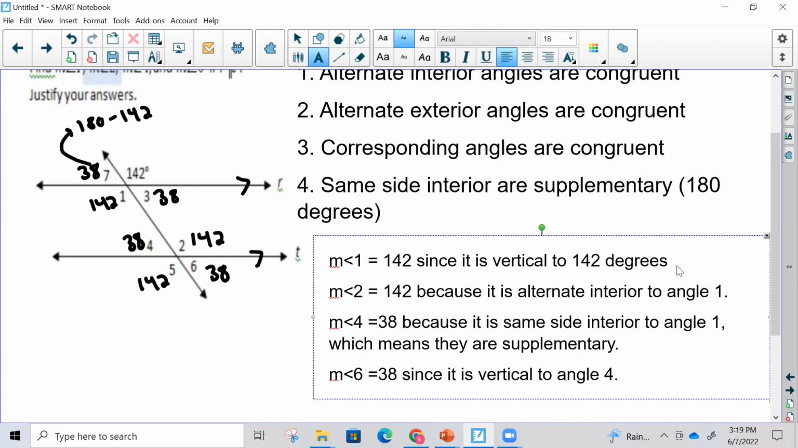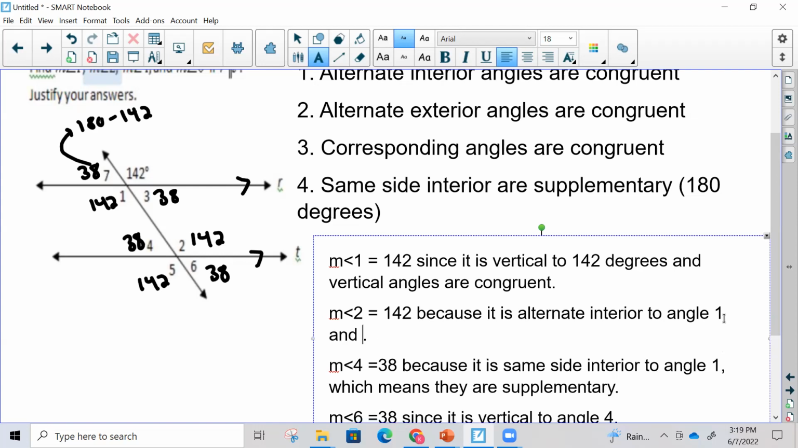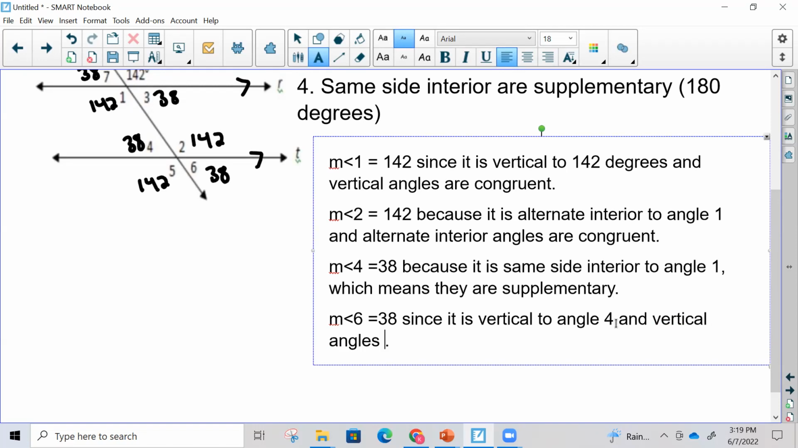Okay, and let me just add a reasoning. So for number 1, we know that vertical angles are congruent. And then for number 2, alternate interior angles are congruent. And then 4, it's same side interior. Okay, I justified that one. And then vertical to angle 4 and vertical angles are congruent.